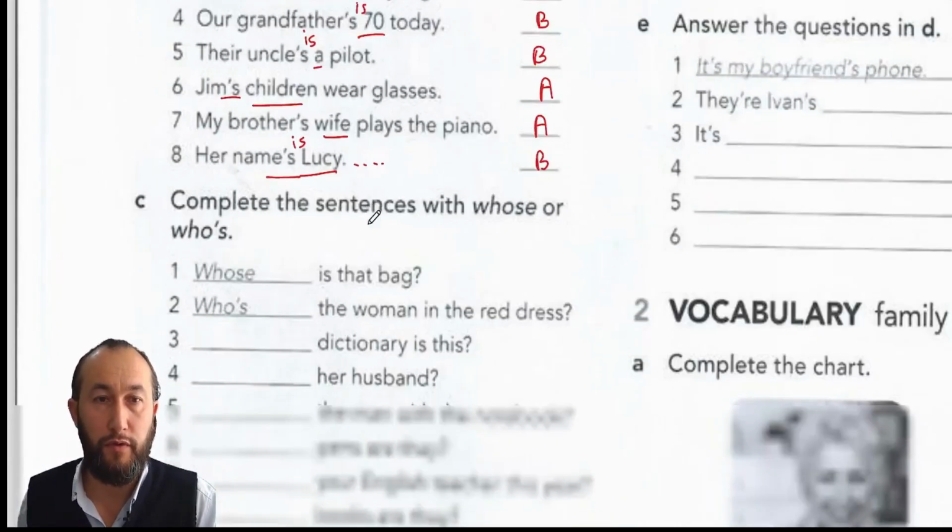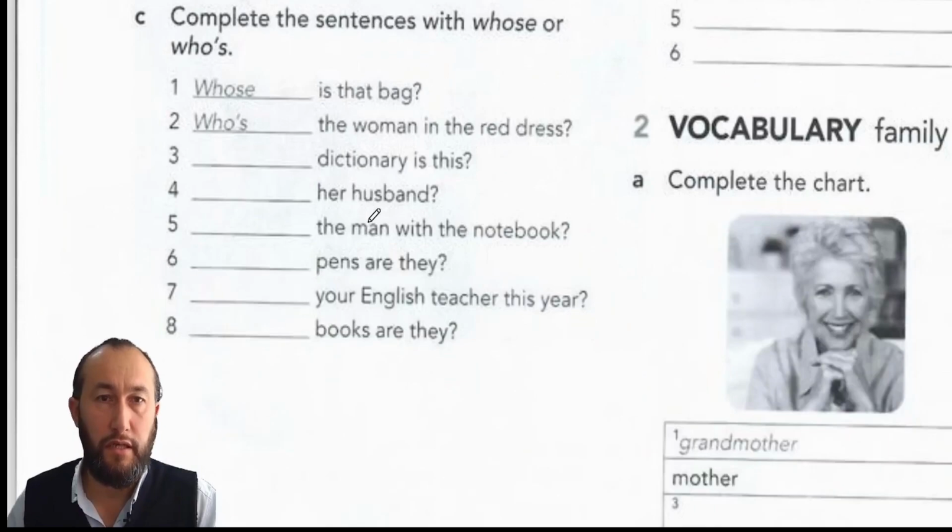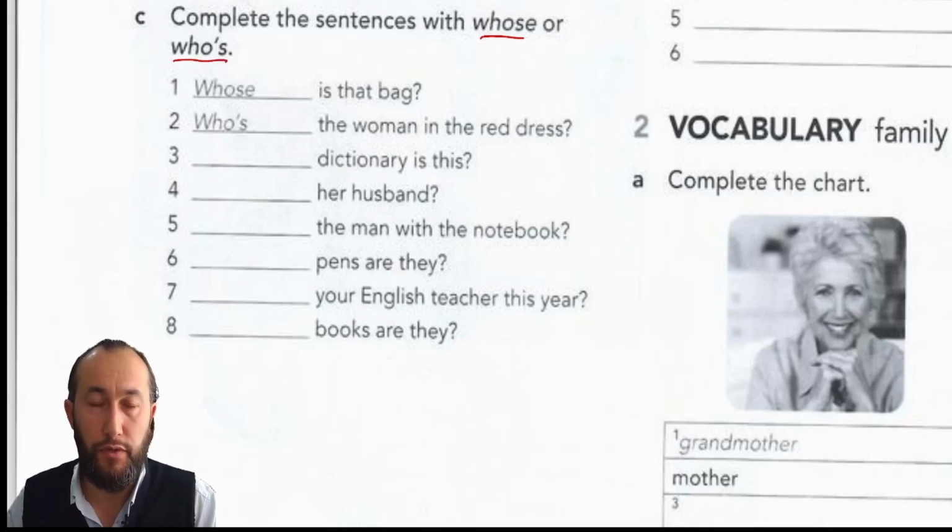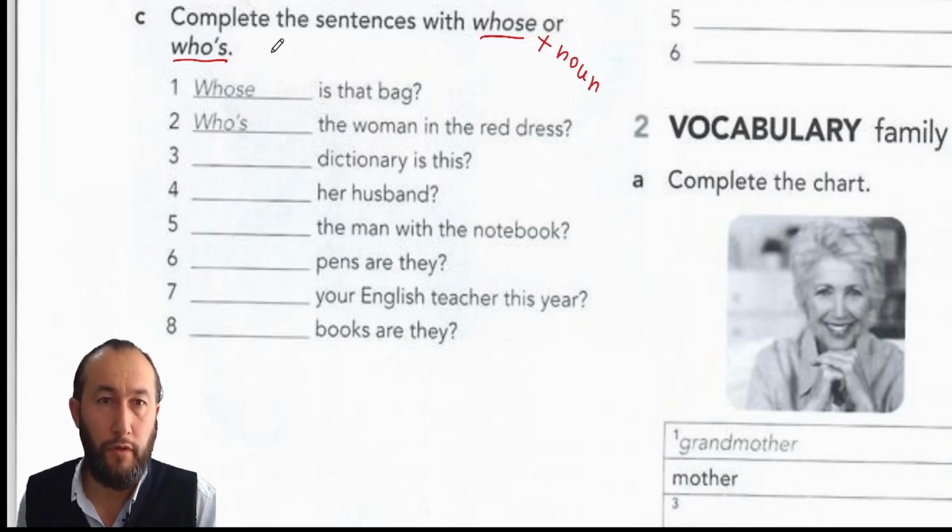Alright, guys, so we're moving to exercise C. Complete the sentences with whose or who's. The pronunciation is the same, whose and who's, but obviously the second one is 'who is', and the first one is whose. So what's the rule? After whose, we must always use a noun, guys. Let's zoom out a bit.